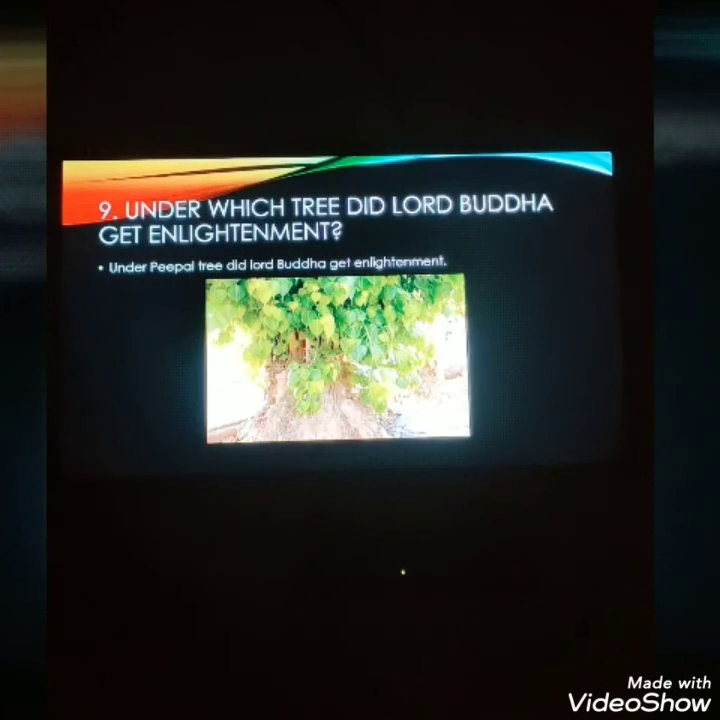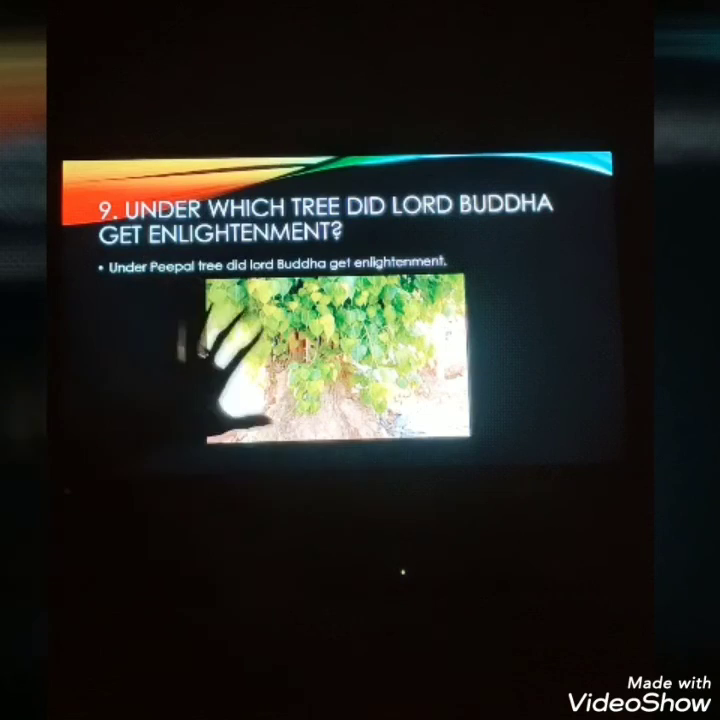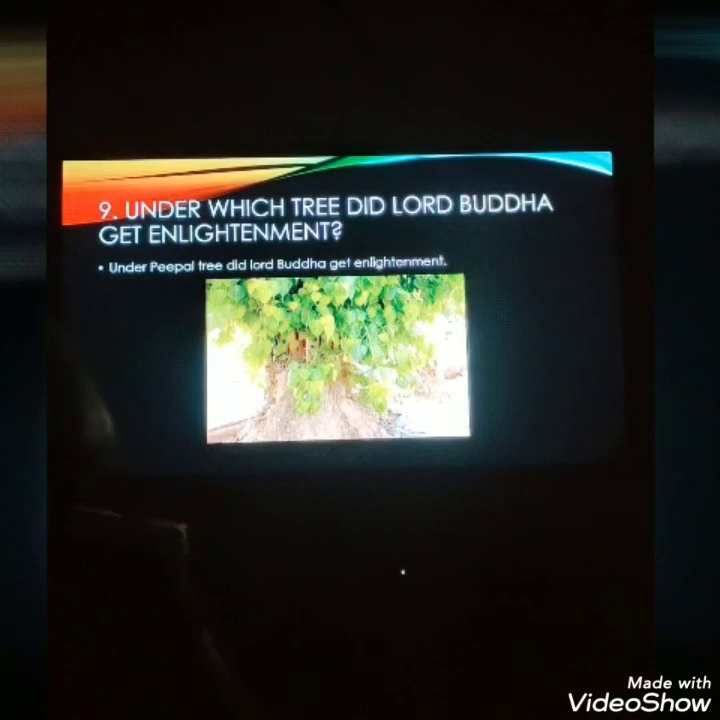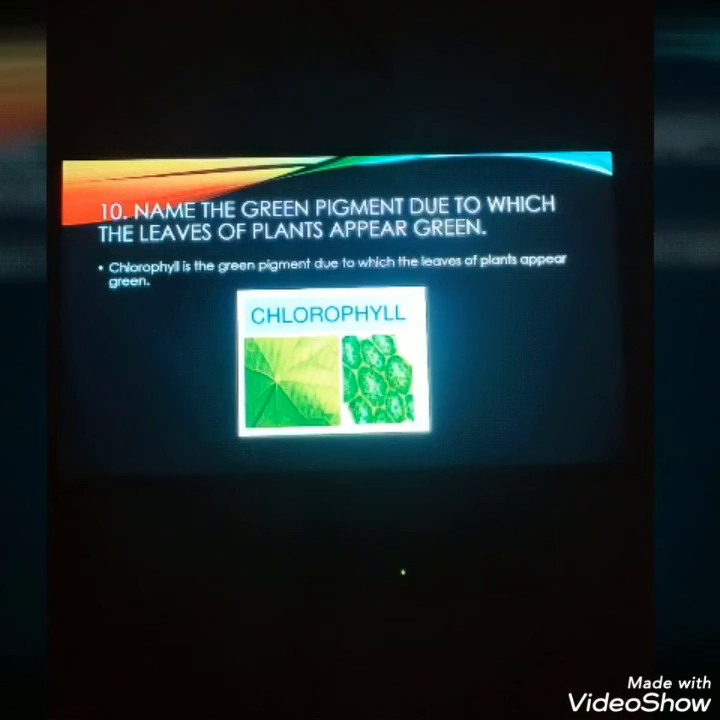Under which tree did Lord Buddha get enlightenment? Lord Buddha got enlightenment under the pipal tree. Name the green pigment due to which the leaves of the plant appear green. Every time a question arises, why are tree leaves green? The leaves of the tree are green due to a pigment called chlorophyll. When we see it in a microscope, it looks like this.